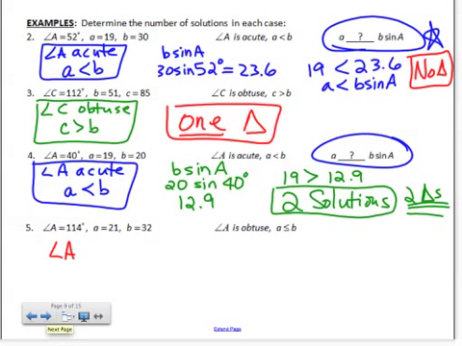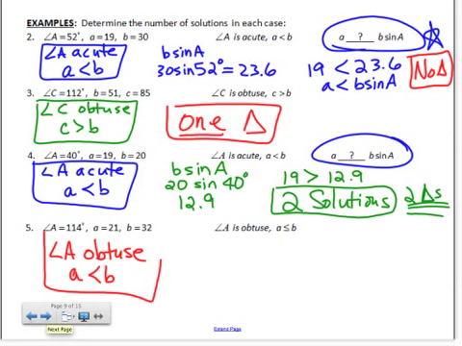Now we're going to do, angle A is obtuse. Woohoo! But A is not bigger than B. A is smaller than B. That means there's no solution.